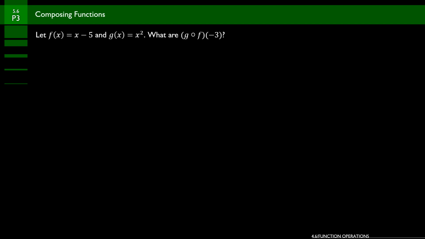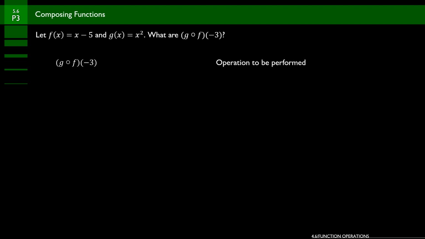Whenever you see g of f of x, or g circle f, or h circle g, or h circle f, or whatever it might be, what you want to do is start with the letter that's closest to the position of x, or the letter that's closest to the number that represents x. So in this case, we've got f of x equals x minus 5 and g of x equals x squared. And it asks us, what is g of f of negative 3? So we start with g of f of negative 3.